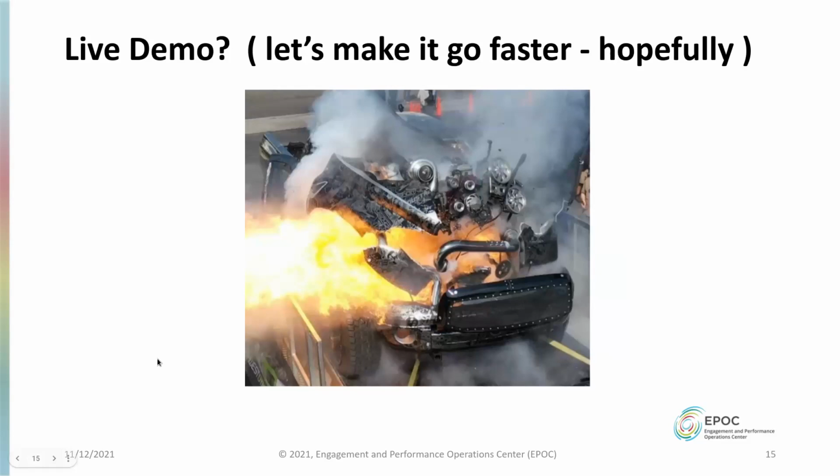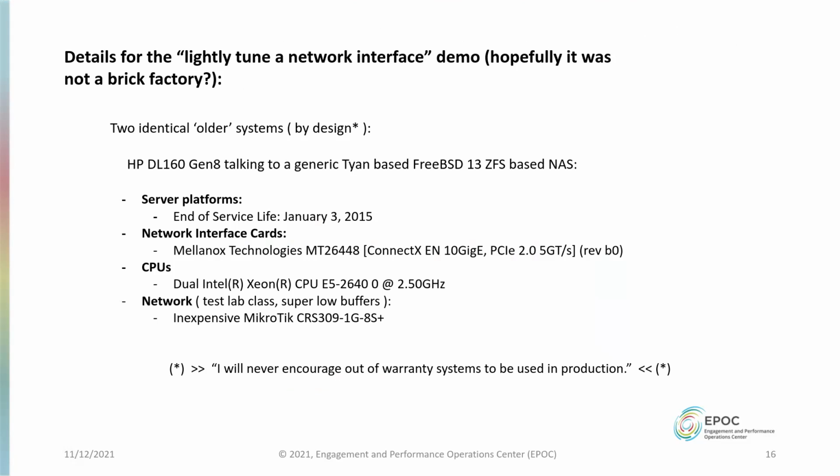The details here: we lightly tuned a network interface. We were messing around with the ring buffers, which start getting down into that fine resolution. We weren't seeing the large numbers move because we were in the wrong spot. We wanted to be in the 80 section, not the 20 section.